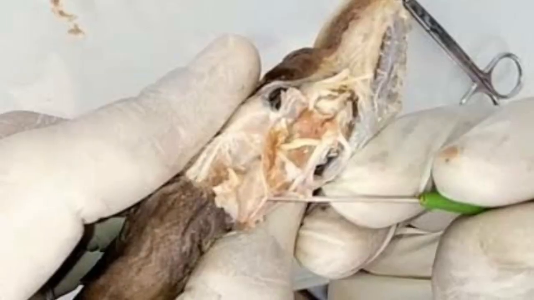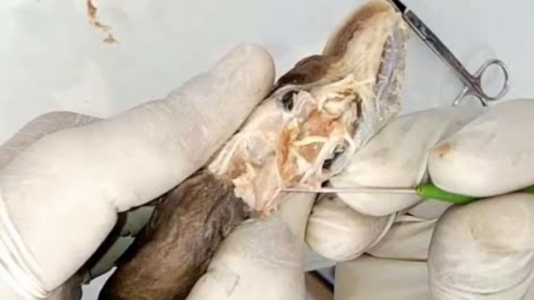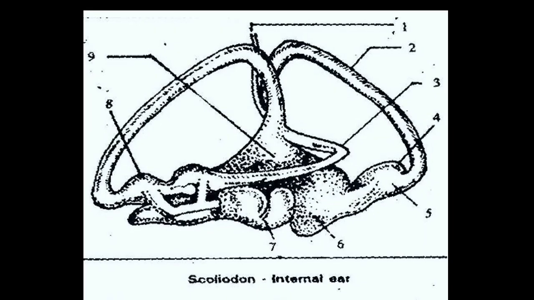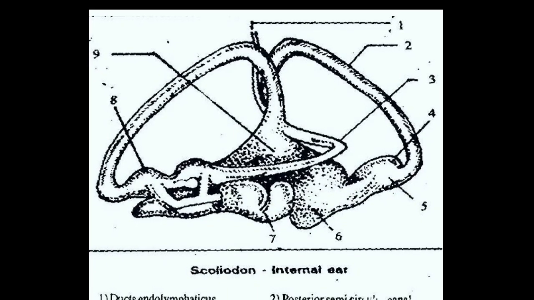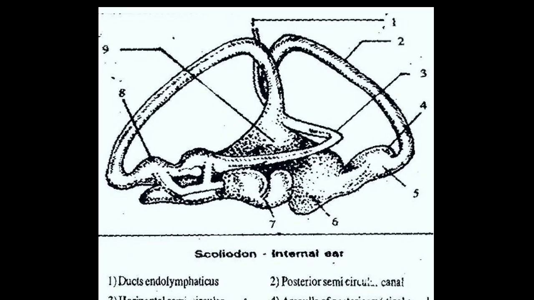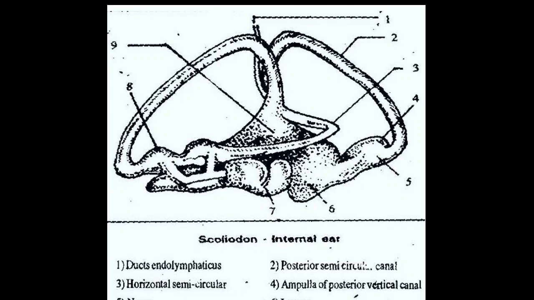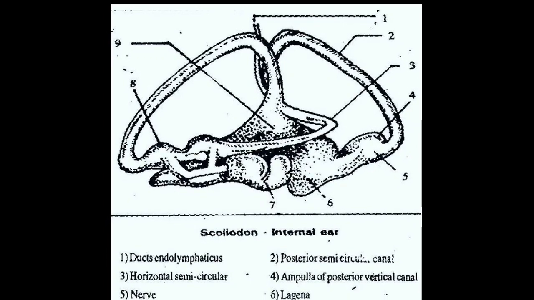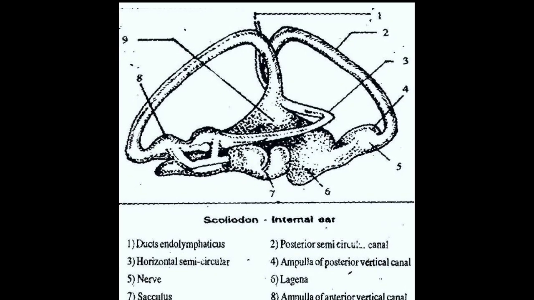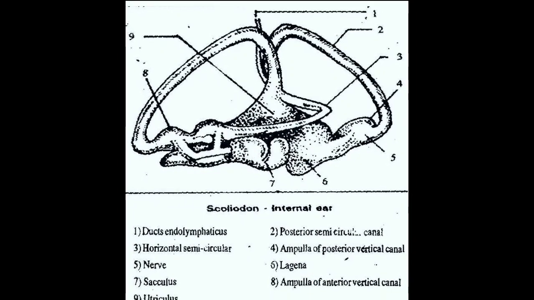The next demonstration is of the internal ear of Scoliodon. As in fishes, there is an absence of external and middle ear. This internal ear is used to change sound waves to electrical signals, and it allows the brain to hear sounds. It is also important for balance. It consists of three semicircular canals: the anterior vertical semicircular canal, the posterior vertical semicircular canal, and the horizontal semicircular canal.